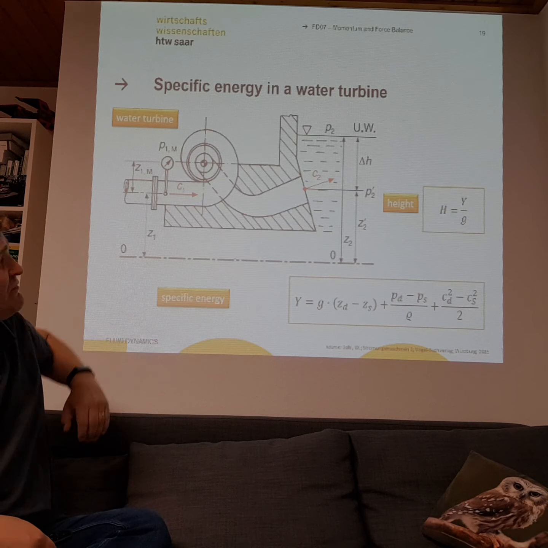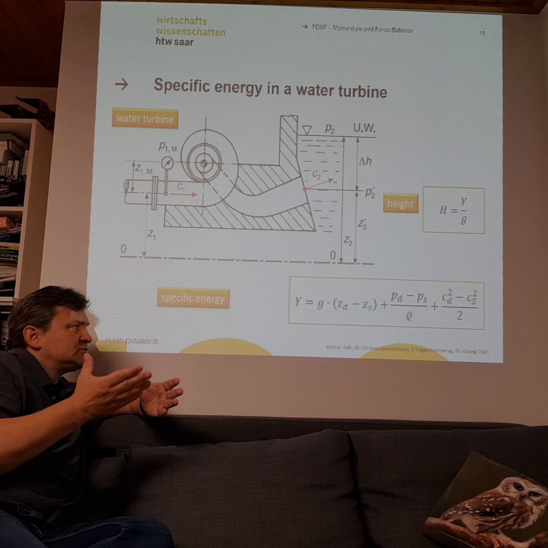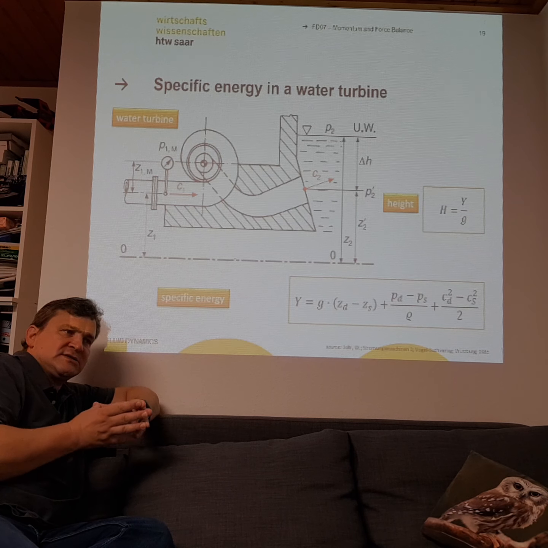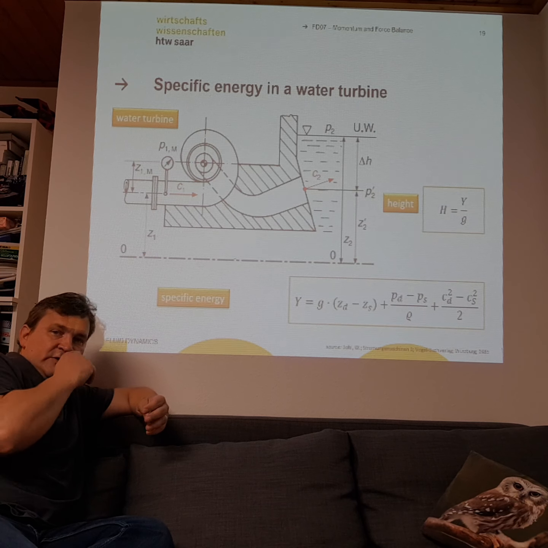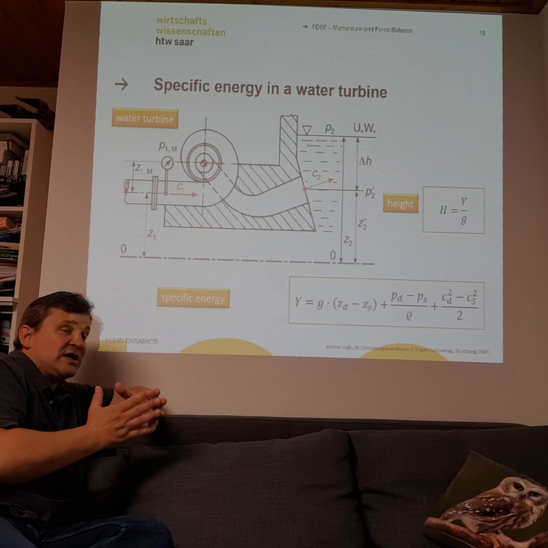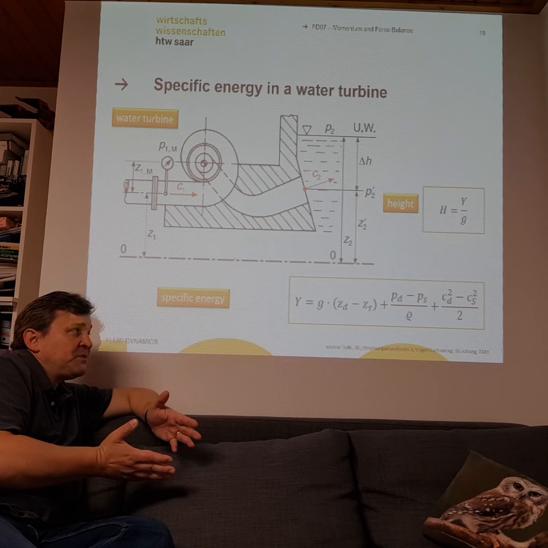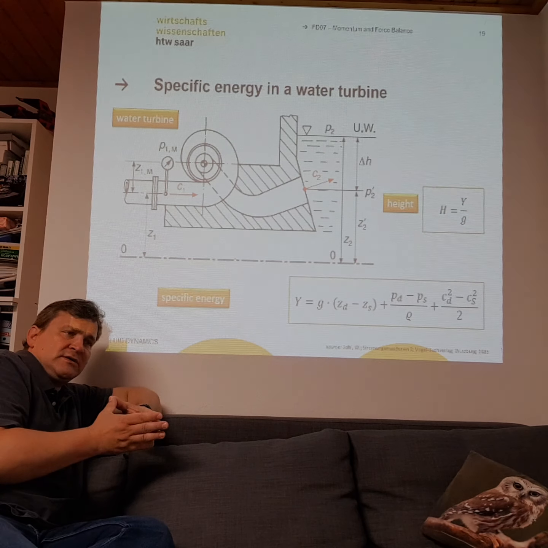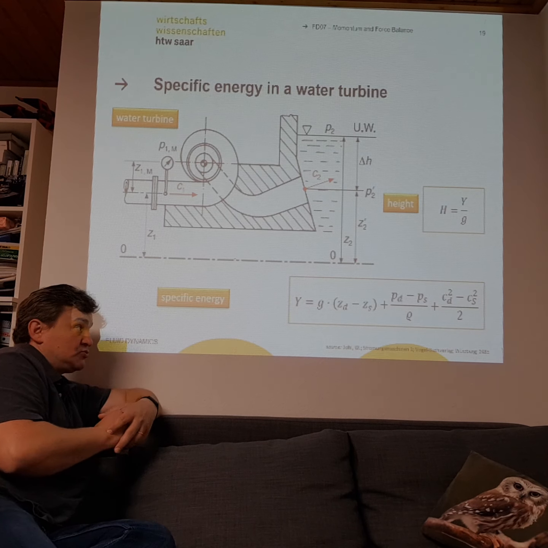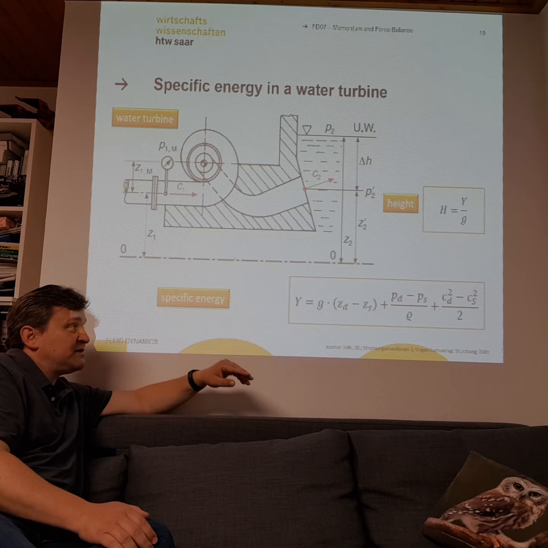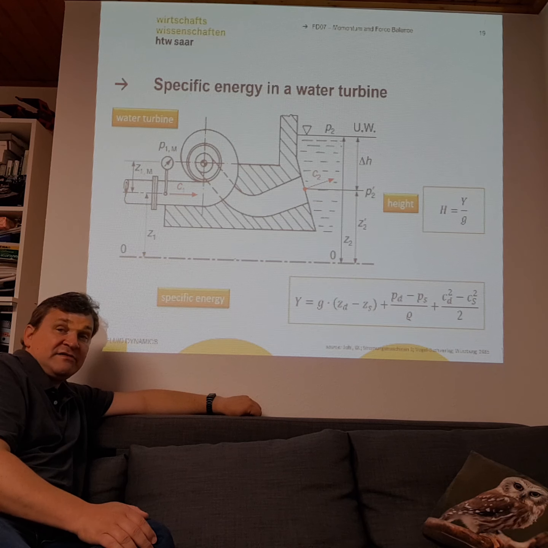again a sketch of our Pelton turbine. If you have a pump or a turbine, you always try to calculate the specific energy. If you want to design your turbine, at first you have to estimate the specific energy you want to get from your fluid, and then you can choose with this specific energy a special turbine. For example, here our specific energy is defined as gravity constant times height difference.